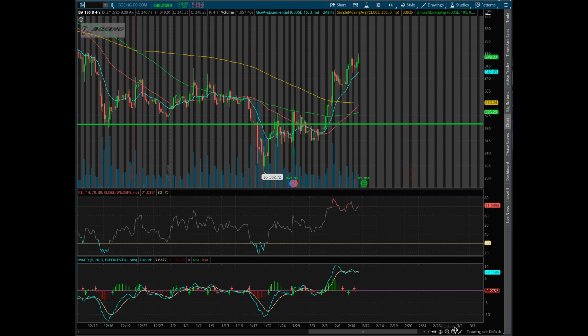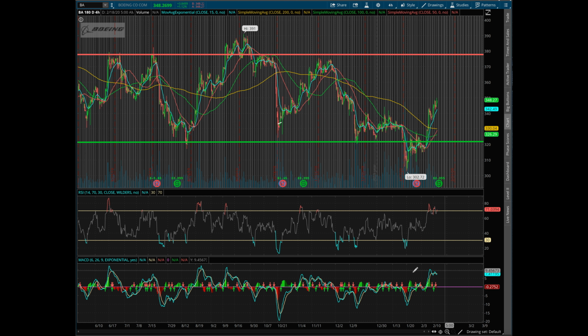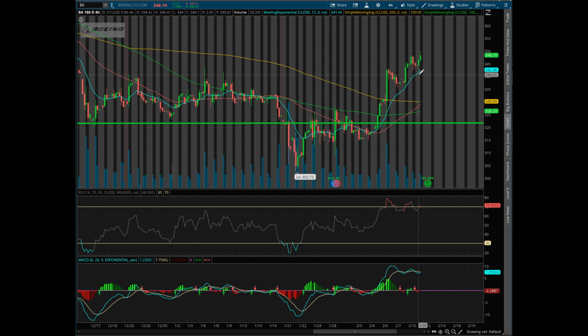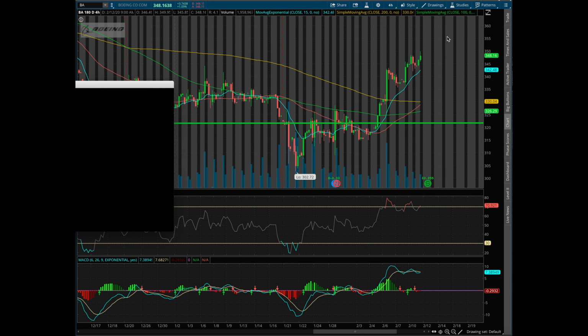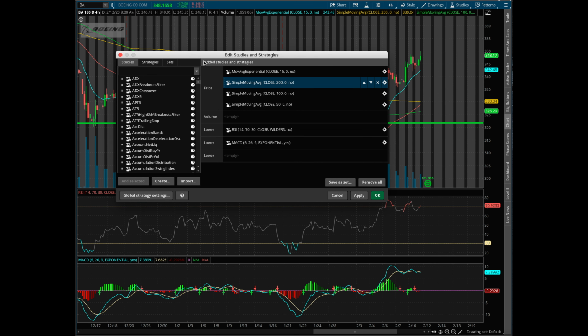But the main indicators that I use are the MACD, the RSI, the SMA. I use the 50, which is the red one, the 100, which is this green one, and the 200, which is the gold one, as well as an EMA or an estimated moving average. I will show you my studies right here. If you need to set up any of your indicators, go up to studies. These are the exact indicators that I use.